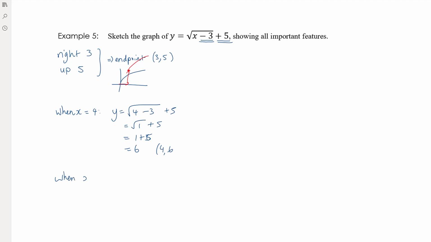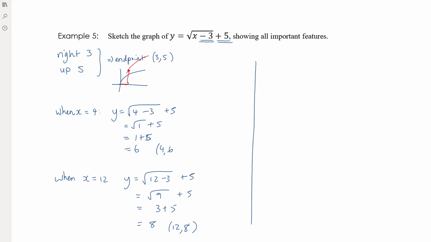So maybe if the next square number is 9, so if you went with x equals 12, for example, you would have y equals the square root of 12 minus 3, plus 5, so that is square root of 9 plus 5, so 3 plus 5, which is 8. So you could have (12, 8). Up to you. You don't need more than one, just pick a point. You can, however, pick a point with surds in it, but it's sort of nicer just to choose one without. Okay, so we've got our graph.